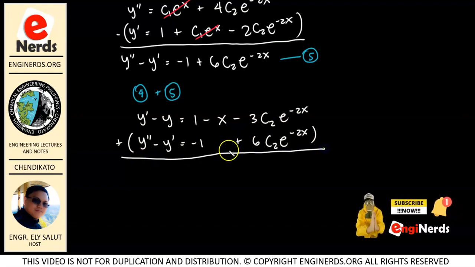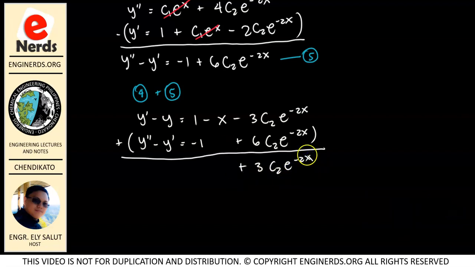So, if you're going to add this, as you can see, we are still not able to eliminate our arbitrary constant C2. Dahil this is negative 3 and this is positive 6. So, if you're going to add that, we will only get plus 3 C2 e to the negative 2x. So, we are not able to eliminate our arbitrary constant. However, kapag itong ating equation 4 is having 6 C2 e to the negative 2x, then we will be able to eliminate that by addition.